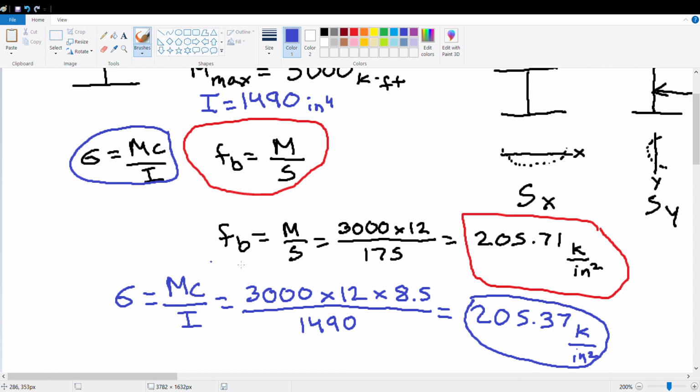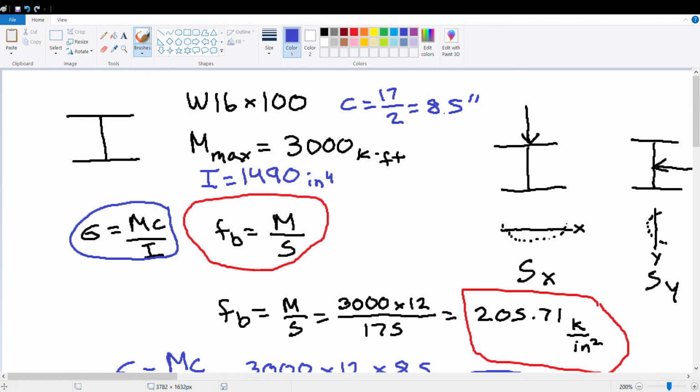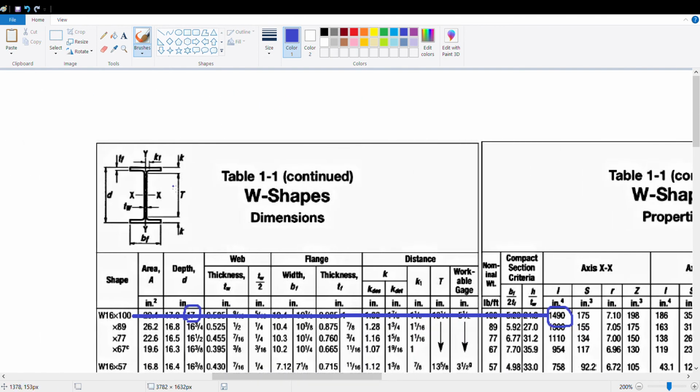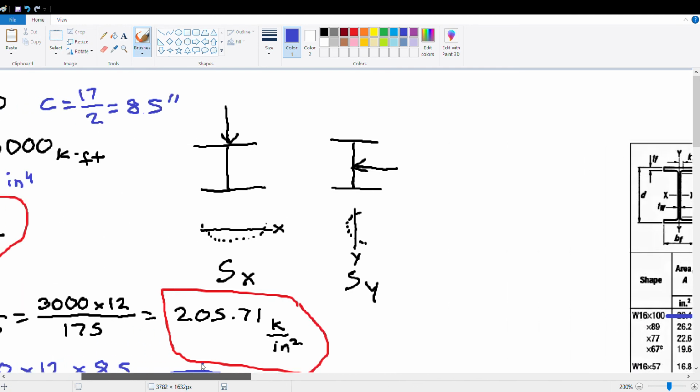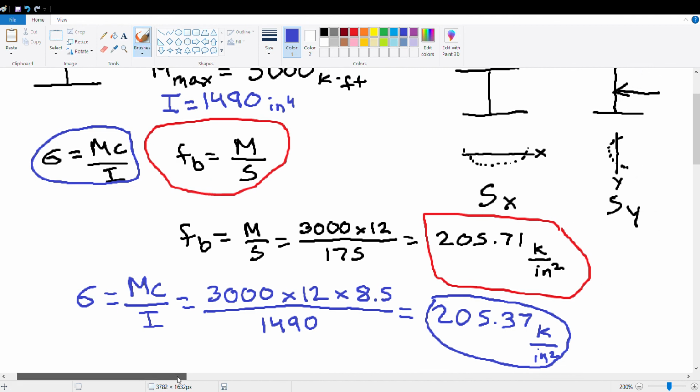Just to reiterate what we did: NCS gave you the beam and the max moment. We found c by going to the steel manual, finding the beam and its depth, and dividing it by 2, because it's a symmetrical beam and the neutral axis is in the middle. Then to find I, we found the beam and went over to the I about the x-axis because it is bending about the x-axis. We did a simple plug and chug and got the answer, 205.37 kips per square inch. And again, it's multiple choice. If your answer is in pounds per square inch, PSI, all you have to do is multiply this answer by 1,000, and that is it.